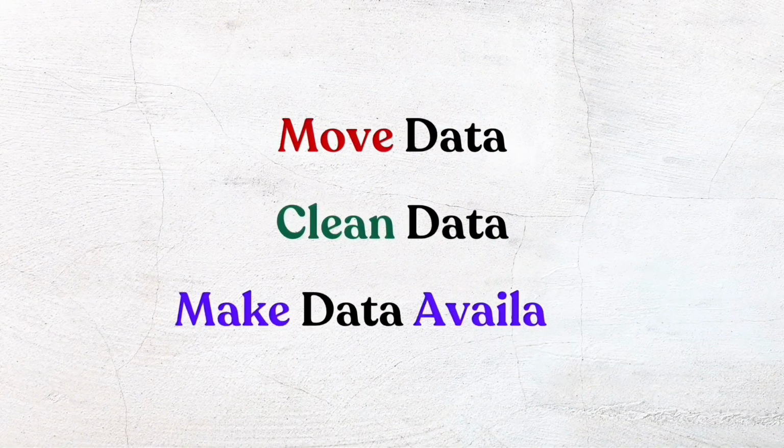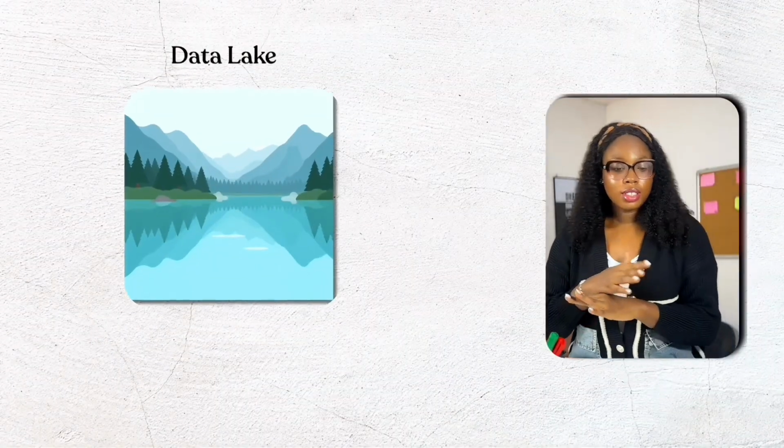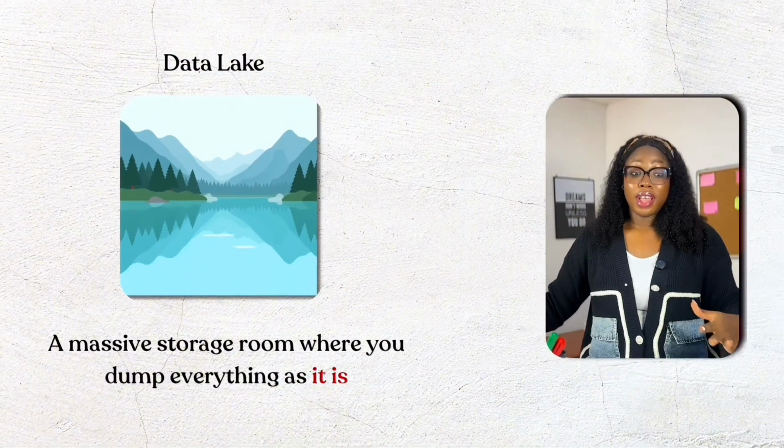Now, that's the whole job. Move data, clean data, and make the data available. Once you understand that, the landscape starts making sense. The place where raw data first lands is called a data lake. Think of it as a massive storage room where you dump everything as it is. No cleaning, no organizing, just raw data sitting there.